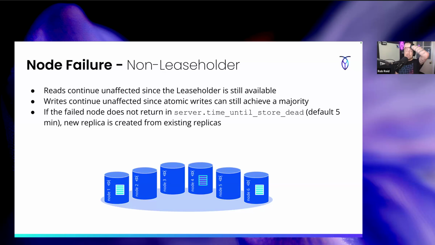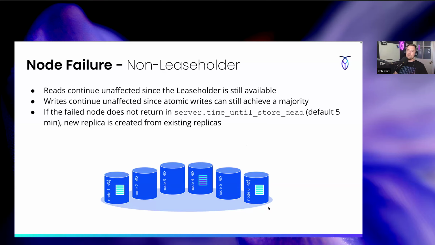Now, in terms of failures, and we're very, very close to the demo now, there's two types of failure. There's a non-leaseholder failure and a leaseholder failure. Realistically, everything is going to be a leaseholder failure because there will be leaseholders on every node, most likely. And not necessarily, but most likely. But this is what a non-leaseholder failure looks like.